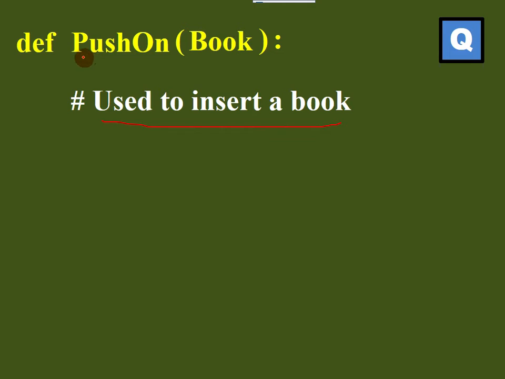Now, using this function, one element should be inserted into the list. What is the element to be inserted? A book should be inserted into this list. Inserting a book, what is the meaning of that? Do we need to insert the serial number of the book? Do we need to insert the name of the book, name of the author? So let me read the question.